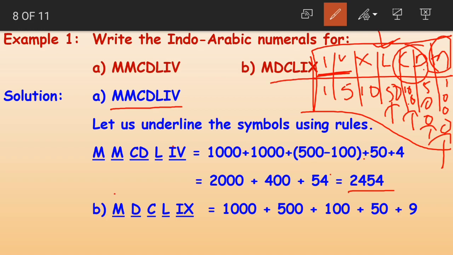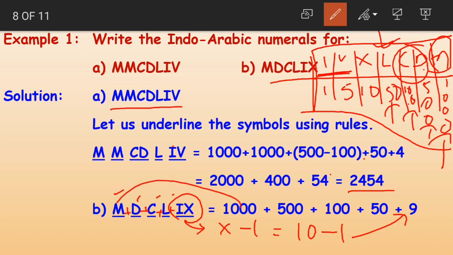The next question is MDCLIX. Now MDCLIX, all M, D, C, L are correct. Okay, they are following the correct order. So we simply add all those terms together. When it comes to the last two symbols IX, I, the smaller symbol, is to the left of X, the larger symbol. So what do we do? We subtract. We do X minus I, which is nothing but 10 minus 1, which is equal to 9.